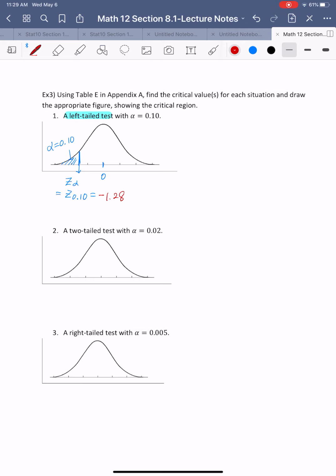All right, the next one is alpha equal to 0.02, but this is a two-tail test. So for the two-tail test, we need alpha divided by 2, which is 0.01. So there is 0.01 about here and another one here. Each of the areas is 0.01, which is the same as alpha over 2. So I'm looking for 0.01.